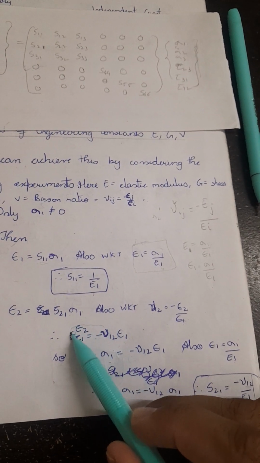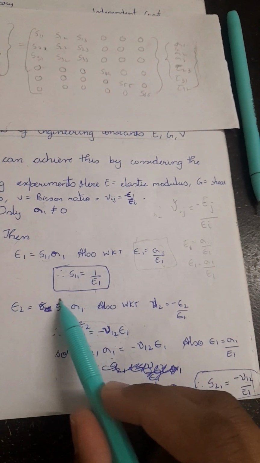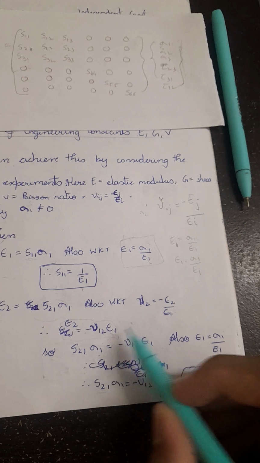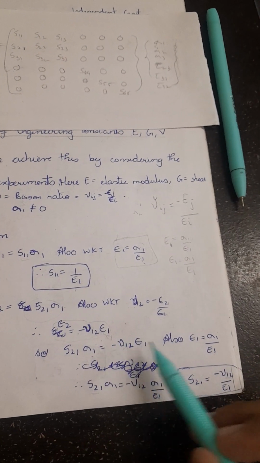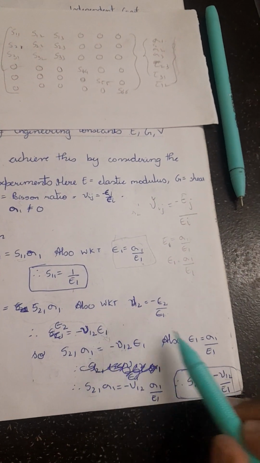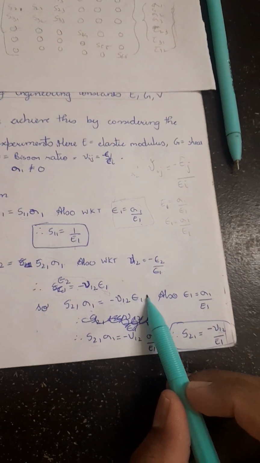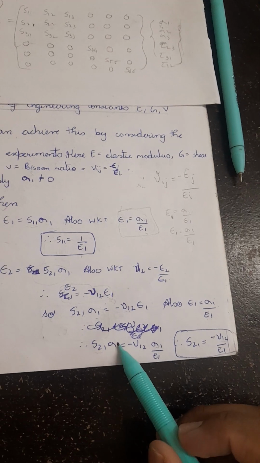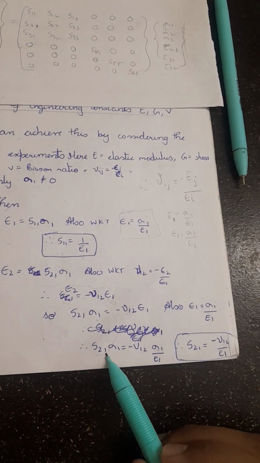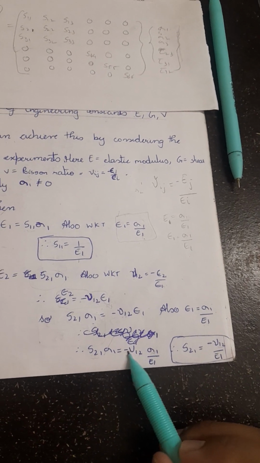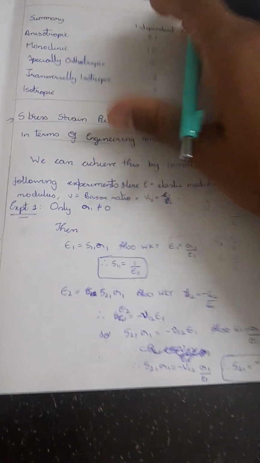So I would equate this term and this term, and I can also elaborate further by writing my strain 1 as nothing but stress 1 by modulus of elasticity 1. If I plug in this value, I eliminate my stress terms, and all I'm left with is S21 as nothing but the negative of Poisson's ratio V12 over the modulus of elasticity E1, right?